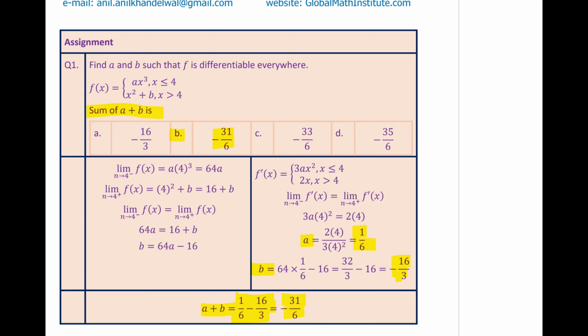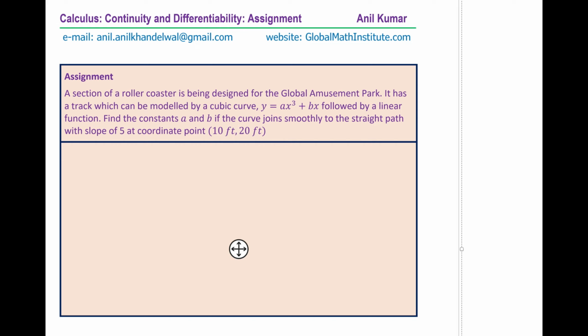Let's move on to the next question based on roller coaster ride. Question number 2. Let's try to understand the concept. It's a very difficult question. So, the question is, a section of roller coaster is being designed for the global amusement park. It has a track which can be modeled by a cubic function followed by a linear function. Find the constants a and b if the curve joins smoothly to the straight path with slope 5 at the coordinate points given to you.